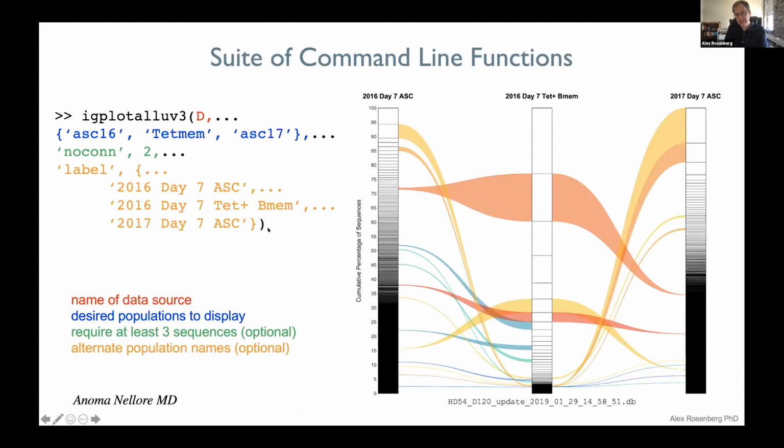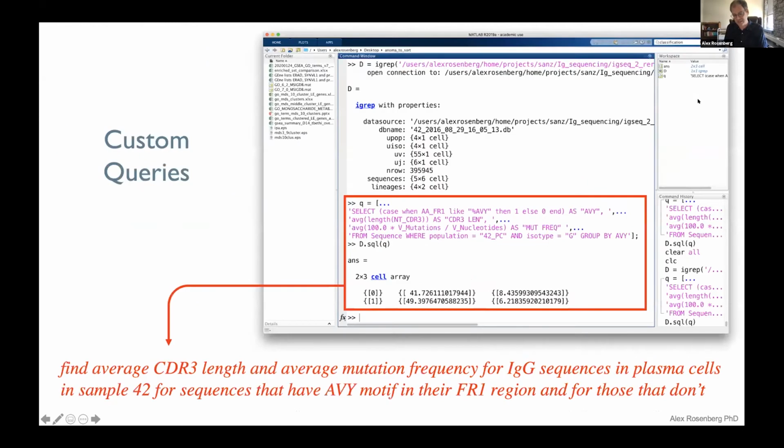And then these tools look a lot like R functions, but these are all command line. We supply a function and required arguments like a data source, or in this case, populations of interest. And then we can generate a figure instantly showing, in this example, the relationship between memory cells and the same year and subsequent year antibody secreting cells for flu vaccine. We can write custom queries that allow you to ask very specific questions about your repertoire data.